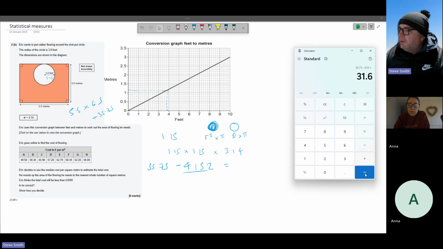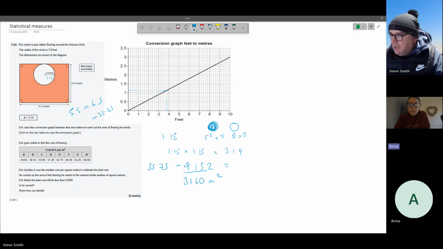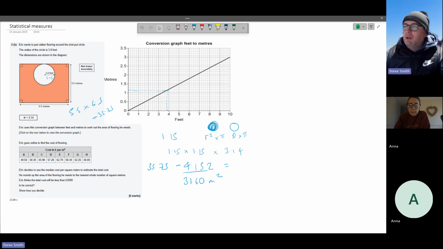4.15. So we now know we've got an area to cover. We've done the big square, and then we've done a little circle. We've taken them away, and we've got 31.6 meters squared. If we're working out the distance around the outside, we don't put the square bit on the end, it's just meters. And if we're doing everything in the middle, we put the squared. So it's meters squared. Okay, so we've done the hard part of the question. We've worked out the circle part, and we've taken it away, and we now know what we need.